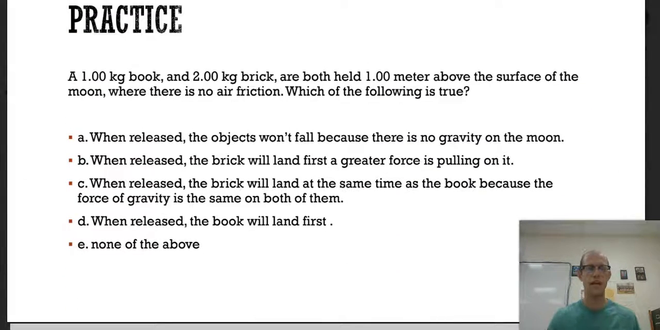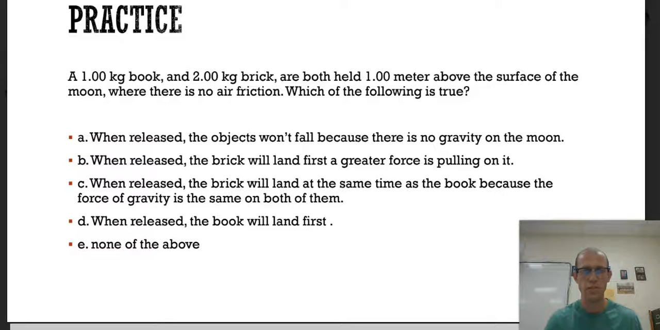All right, so some practice. A 1 kilogram book and a 2 kilogram book are both held 1 meter above the surface of the moon, where there is no air friction. That's because there's no air. Which of the following is true?